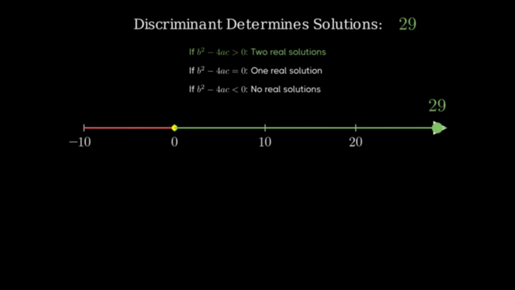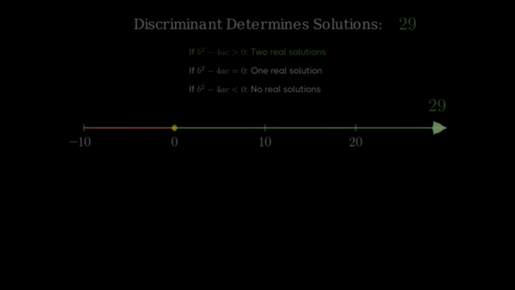We've calculated the discriminant of our quadratic equation x squared plus 5x minus 1 equals 0 to be 29. This positive discriminant tells us that our equation has two distinct real solutions. In the next step, we'll use this discriminant value to find those exact solutions.